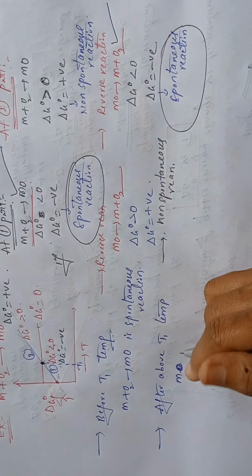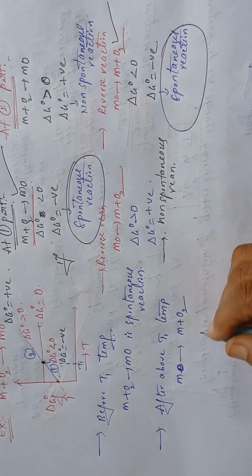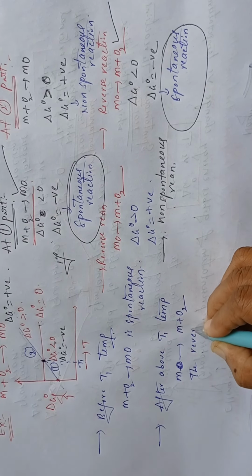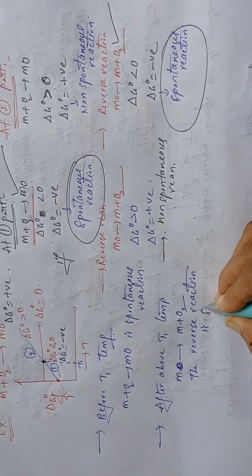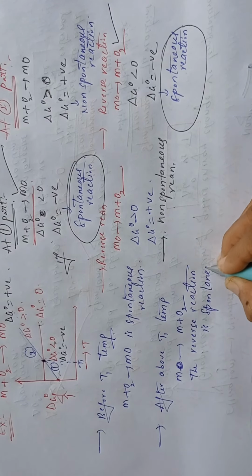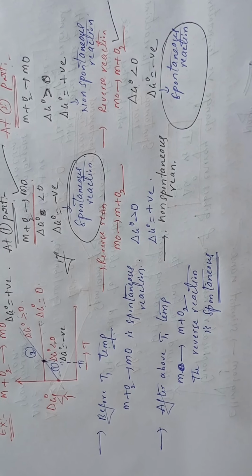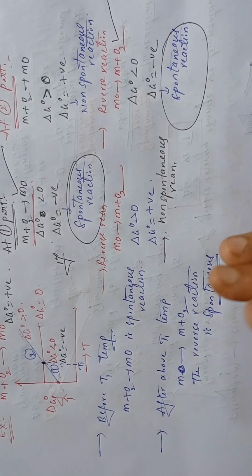So above T1 temperature, MO gives rise to M plus O2. The reverse reaction is spontaneous. Understanding? So the reverse reaction is which one, students? It is a spontaneous reaction. Clear this one? Understanding, students?